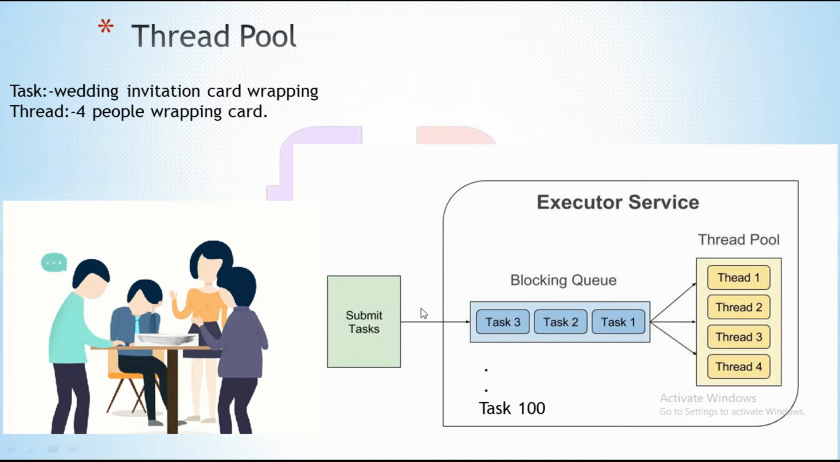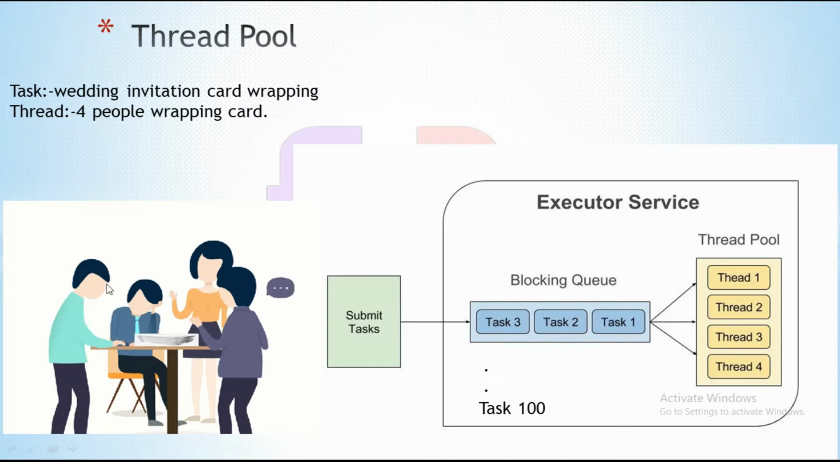Here you can see these 100 wrapping cards are our blocking queue. And this thread pool, or we can say thread group, is inside. Inside this thread pool we have thread 1, thread 2, 3 and 4. These 4 people are our 4 threads. These 4 people do the work one after another.